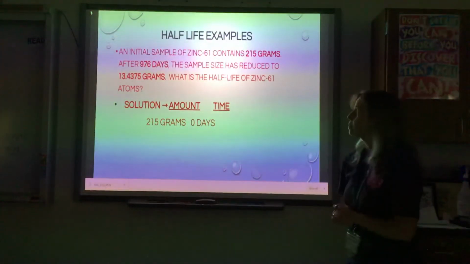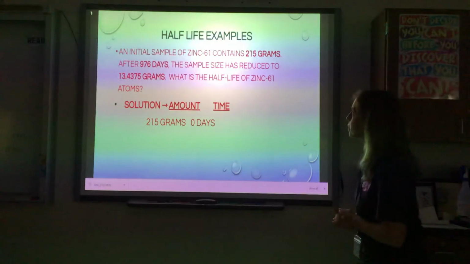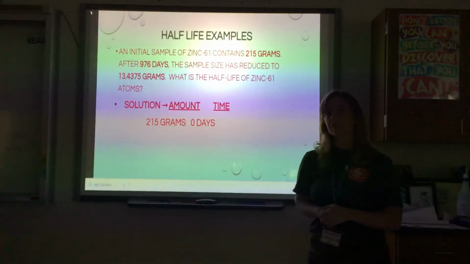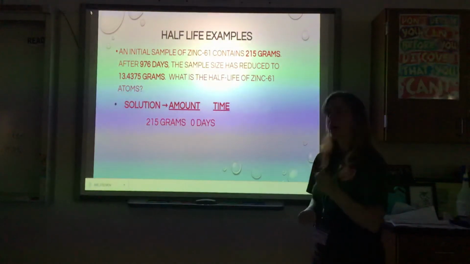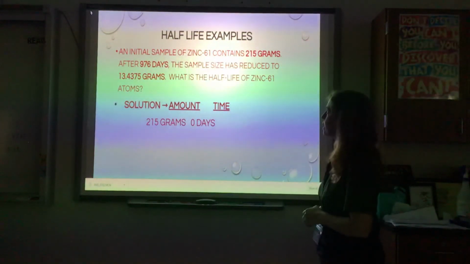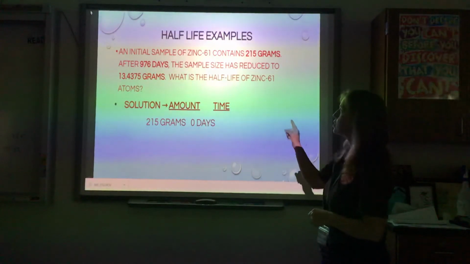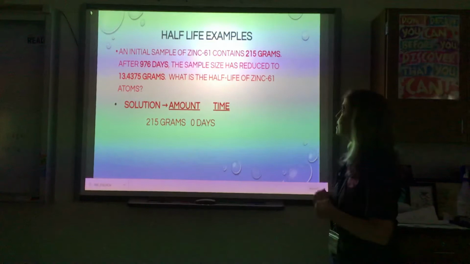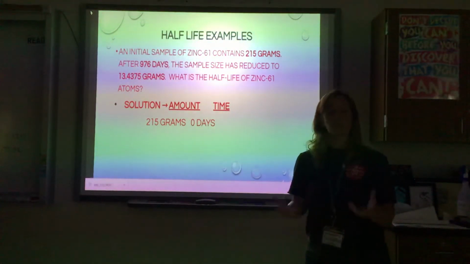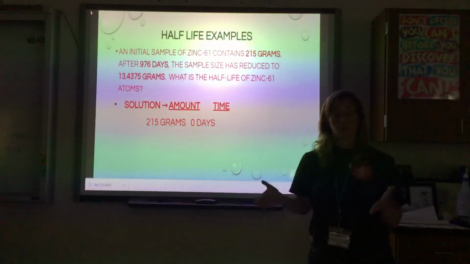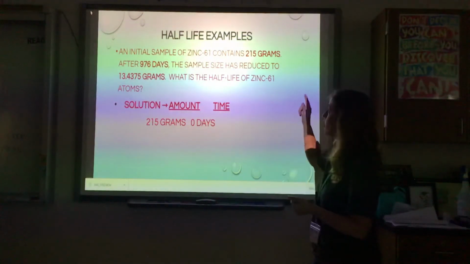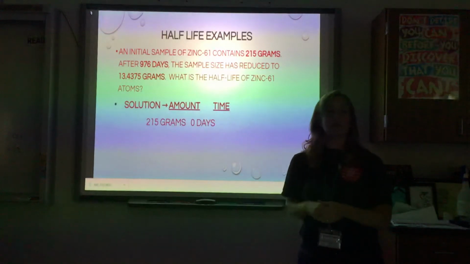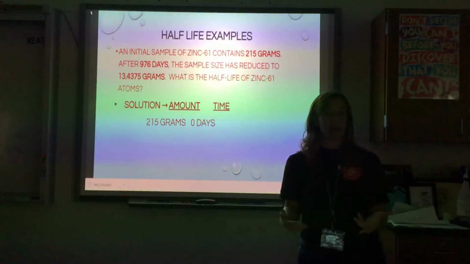So this next problem says, what if I had an initial sample of zinc-61 and it contains 215 grams? After 976 days, the sample size has reduced to 13.4375 grams. What is the half-life of zinc-61? So in this problem, we know the total time, we know how many grams we started with, and we know how many grams we had left, okay?